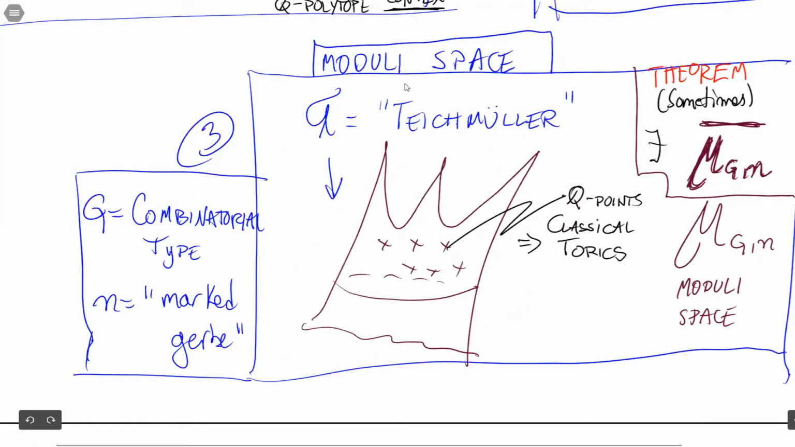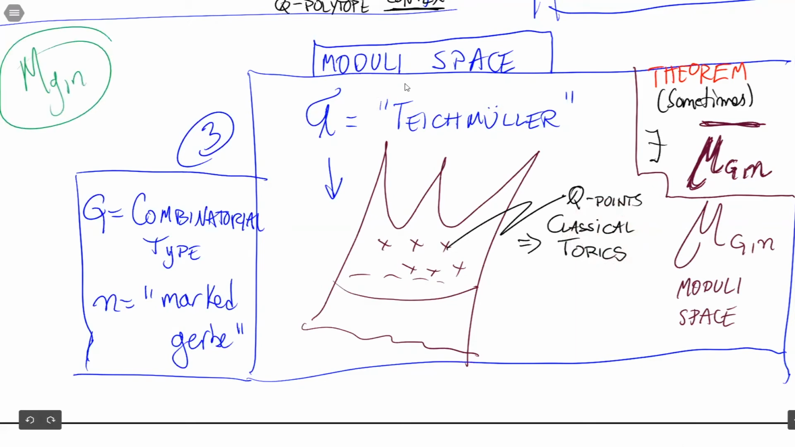So that we understand what's going on, more or less, the setting, let me just say that the rational points of this modular space are the classical toric varieties. There is a sort of Teichmüller space above this modular space. So I want you to think of the very classical MGN in your mind to compare to this situation.